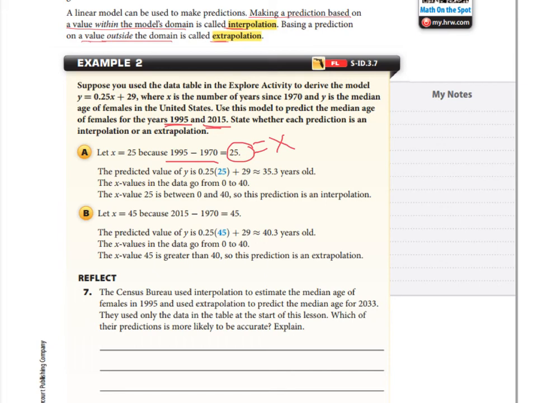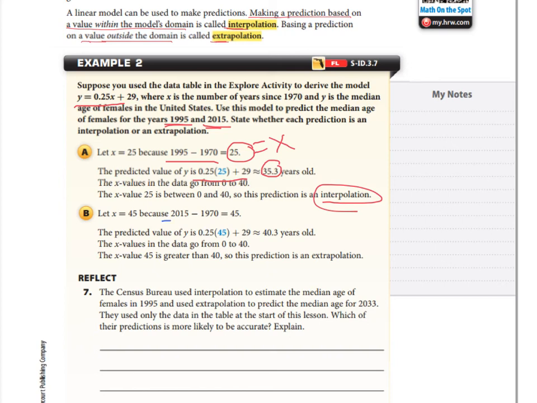So they said 0.25 times x, which is 25, plus 29 is an average age of 35.3. Since the year 25 is between the data in the chart, which is between 0 and 40, that is an interpolation. The second year they ask us to find is 2015.